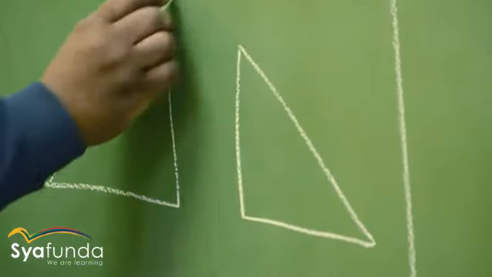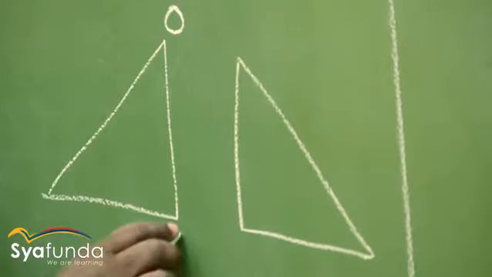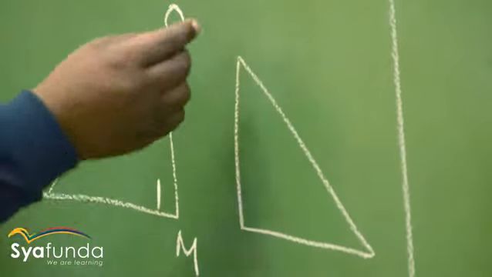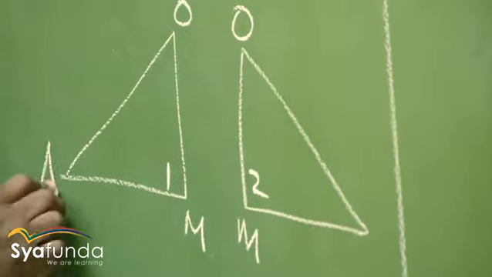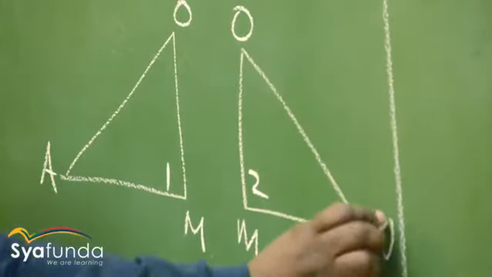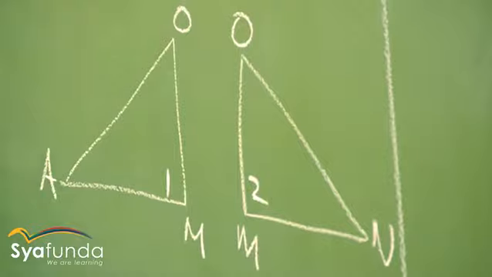We've got O there. We've got what here? We've got M1. We've got O there. We've got M2. We've got A this side. We've got N this side. These are the 2 triangles that we have so far.